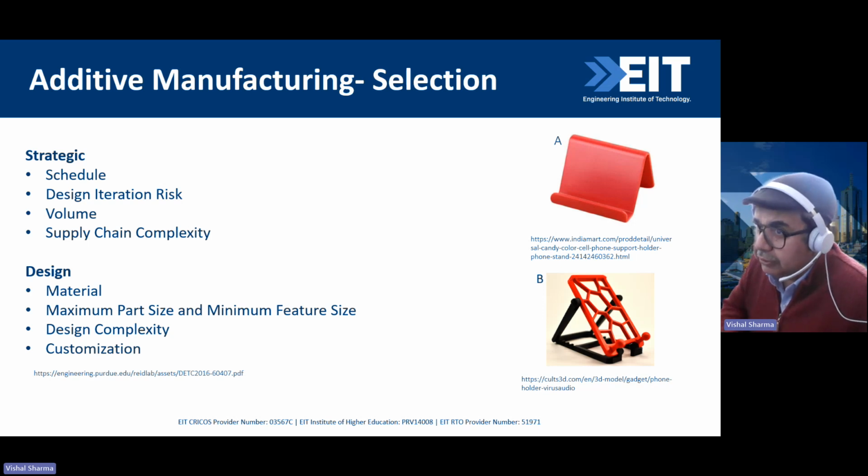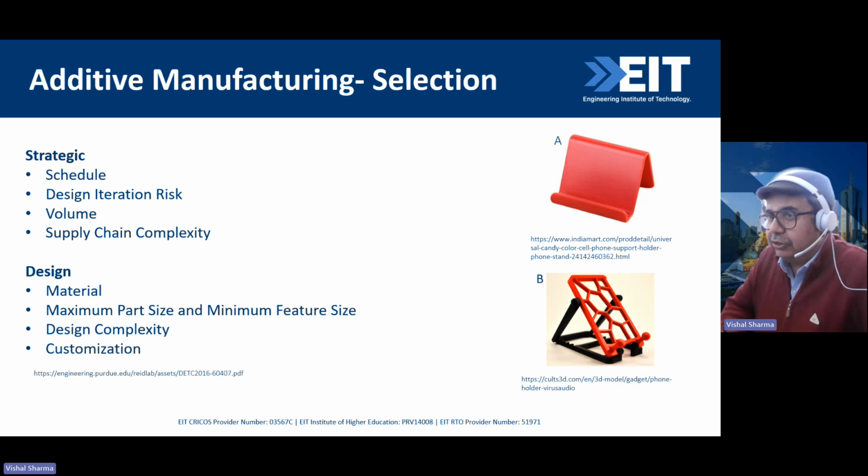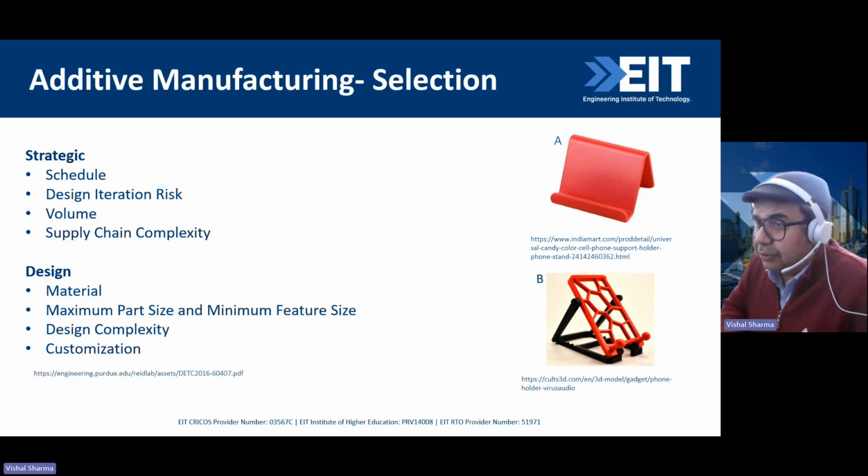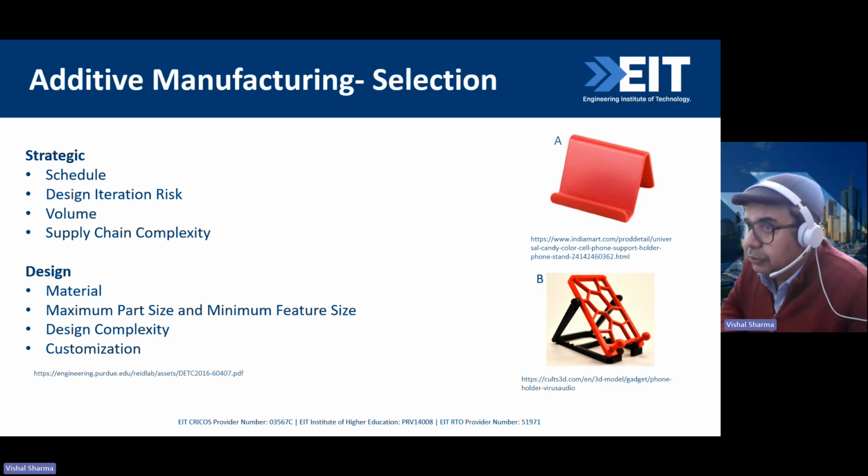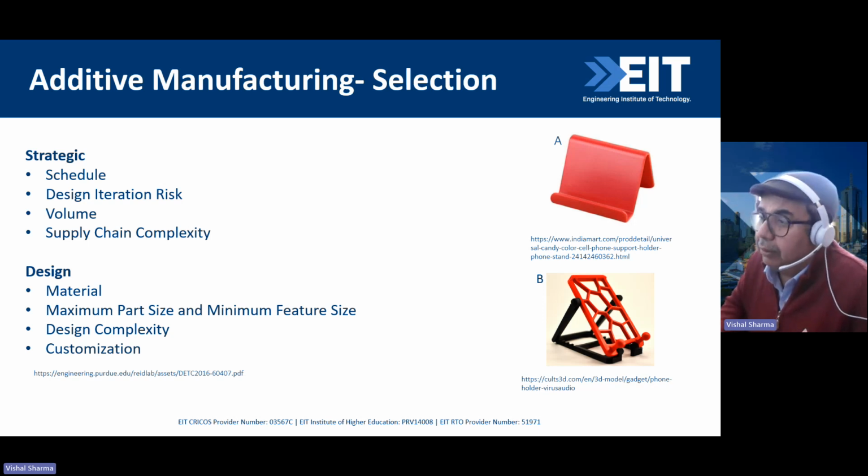So strategic decisions are also important. Supply chains are lost. How much is the volume? What is the schedule when you have to deliver it to the customer? Another thing is also important, design iterations. How many times will you be making changes in this design? Those things are also important to decide whether I should be producing this design on 3D printing or not.